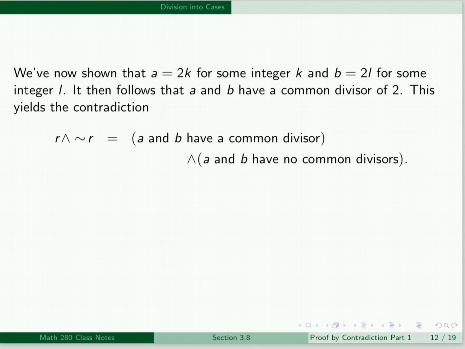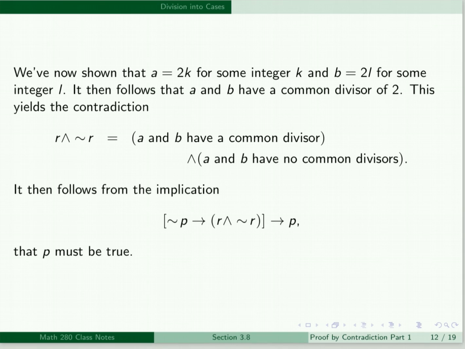So we assumed not R at the beginning of the proof. We assume that a and b have no common divisors, and we've now shown that R must be true, namely that a and b have a common divisor. So we now have R and not R, and it then follows from the implication, not P implies R and not R, implies P, that P must be true.